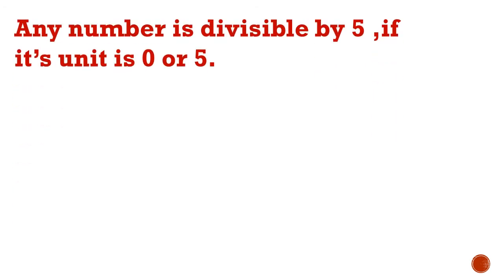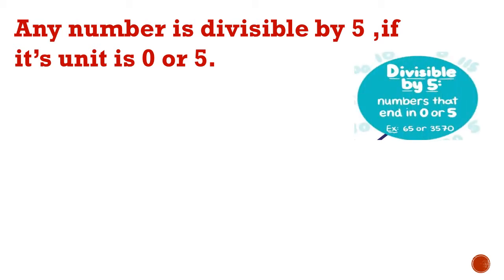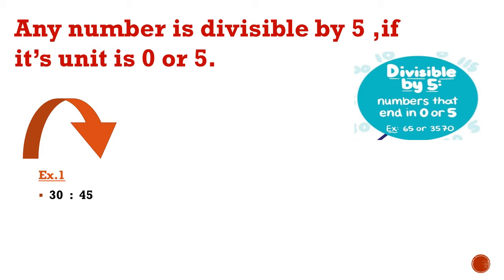Any number is divisible by 5 if its unit is 0 or 5. Let's see how to simplify ratio with unit 0 or 5. 30 to 45. Here we have a ratio between 2 whole numbers. I need to simplify the ratio.